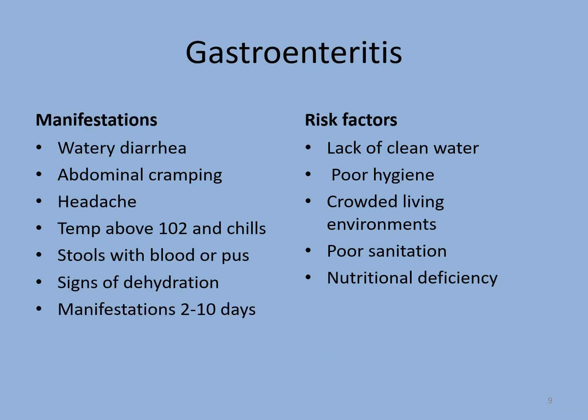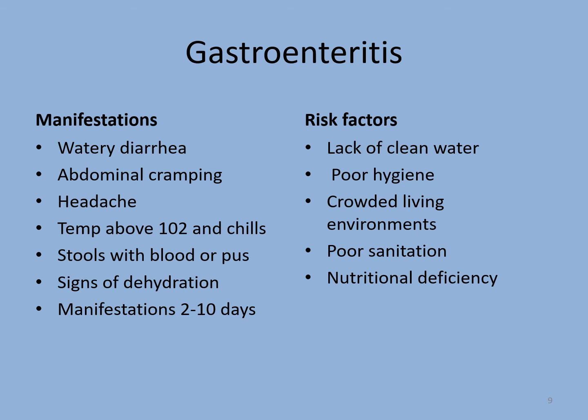Gastroenteritis is some kind of an infection in the gastric system. Generally, we see it mostly with diarrhea, but it can be diarrhea and vomiting. So the manifestations are on the left. A severe child with, we call it gastro for short, will have blood or pus in their stools, and we become a little nervous. They'll have the signs of dehydration that we mentioned before. And gastroenteritis can last in a child 2 to 10 days. Risk factors for it are listed on the right.